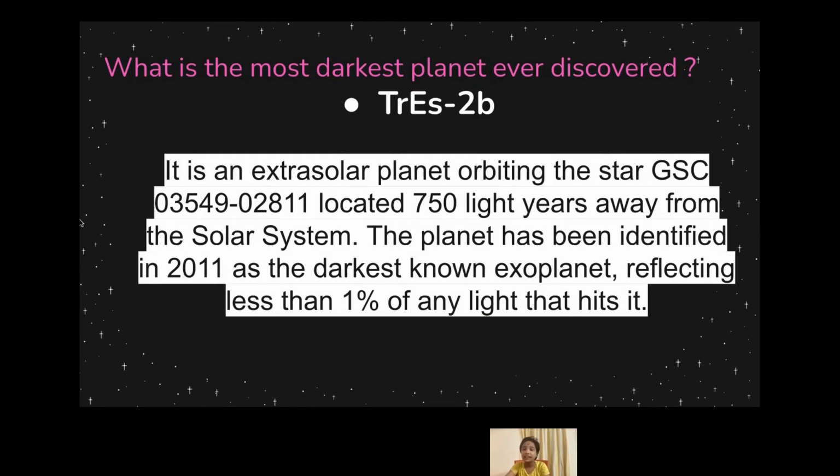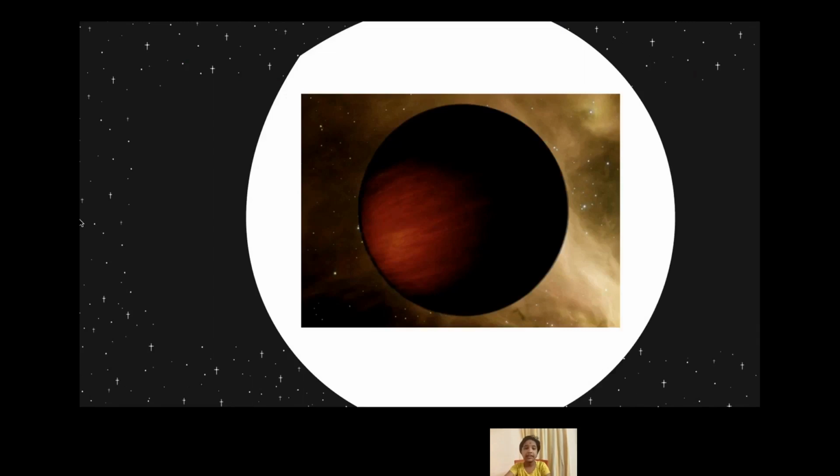This planet was identified in 2011, and it is the darkest exoplanet known. It reflects less than 1% of any light that hits it. This is the picture of TrES-2b.